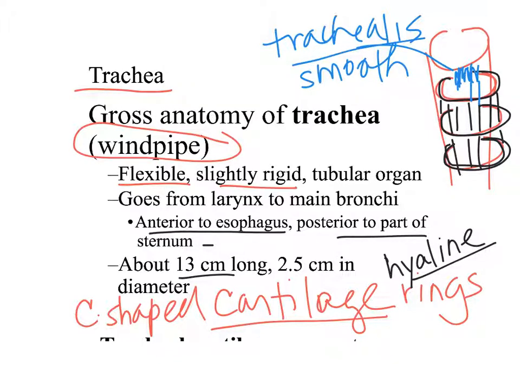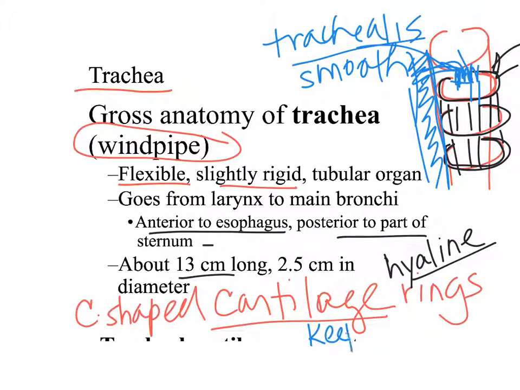The rings aren't closed off because of the esophagus. Let me make the esophagus blue. The esophagus is posterior to this, so it's back here. There's the esophagus. If someone swallows something and we need room to expand, it's going to go into the trachea, and that trachealis muscle will kind of move. The rings are to keep the trachea open.